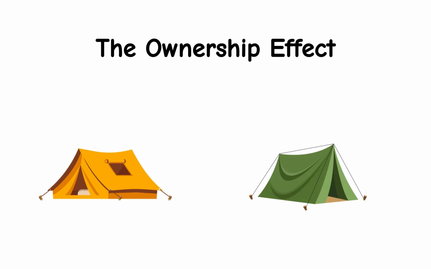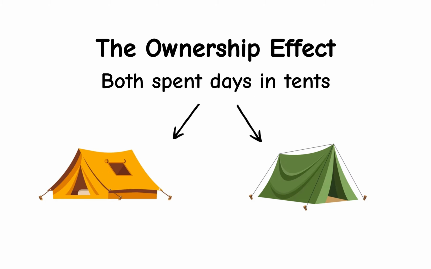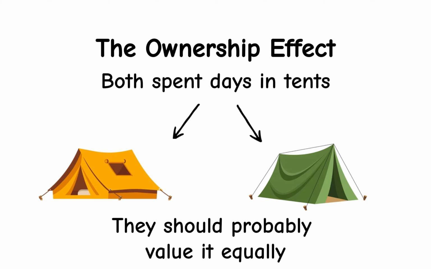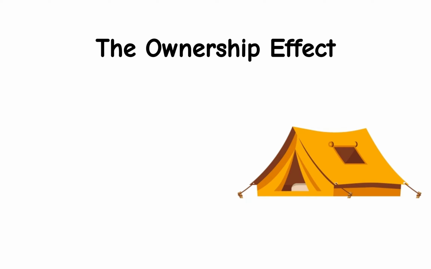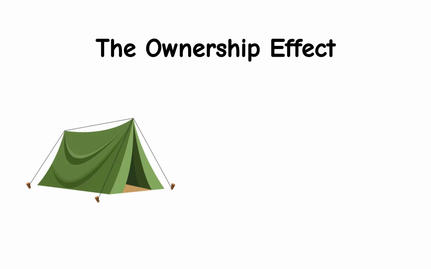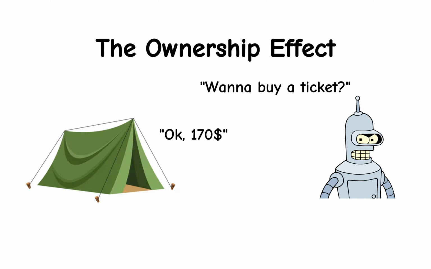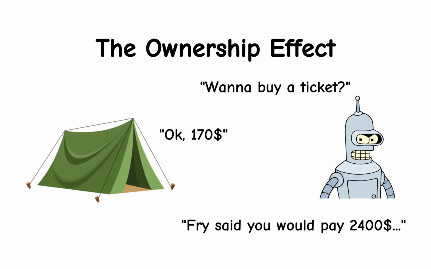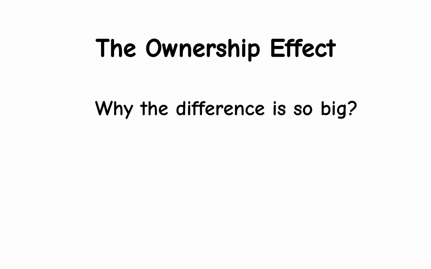But how much do they value the ticket? All of them spend days to get the tickets, so they must value it very high. When the students that won the ticket were asked to sell it, they asked for $2,400 on average, while the students that didn't win the lottery were willing to pay no more than $170. But why is this discrepancy so big?